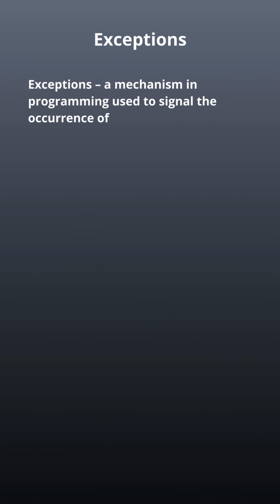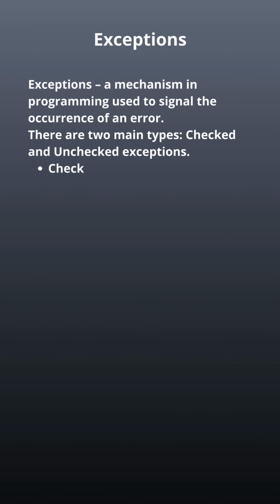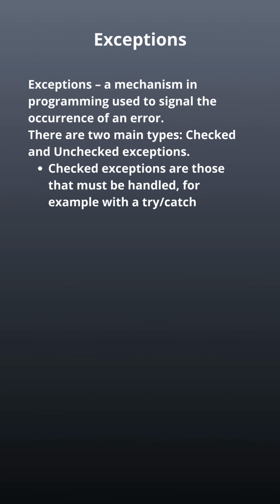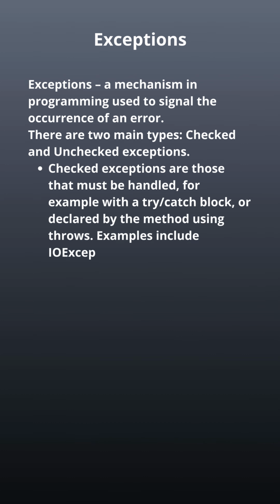Exceptions. A mechanism in programming used to signal the occurrence of an error. There are two main types: checked and unchecked exceptions. Checked exceptions are those that must be handled, for example with a try-catch block, or declared by the method using throws. Examples include IOException, SQLException.